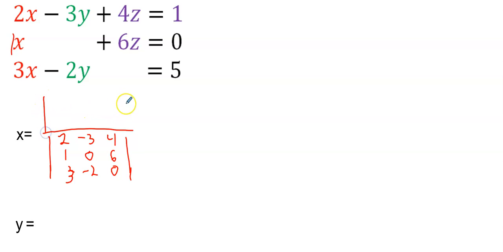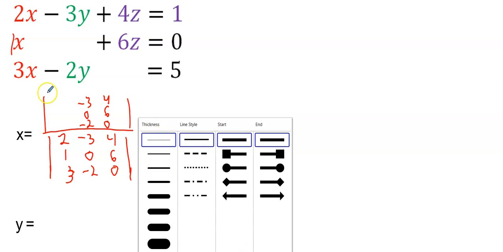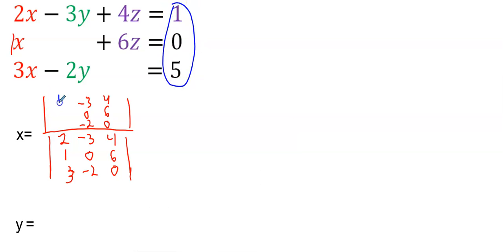I'm going to repeat that same thing up here. -3, 0, -2, 4, 6, 0. And then instead of this, I'm going to put in the constant matrix. So it'll be 1, 0, and 5. Since I'm solving for x. If I was doing y, I would replace the middle column. If I was doing z, I would replace the right-hand column. So I get. So now you'd have to do the diagonals method or something here.